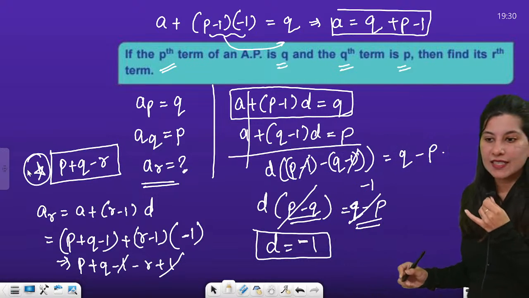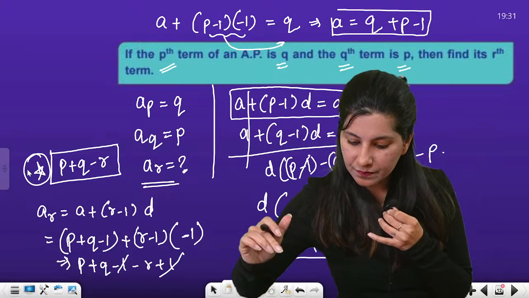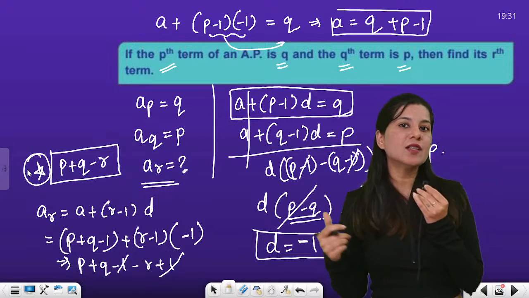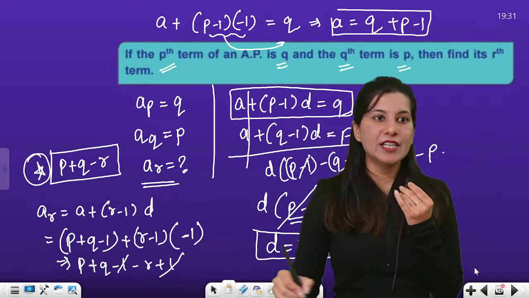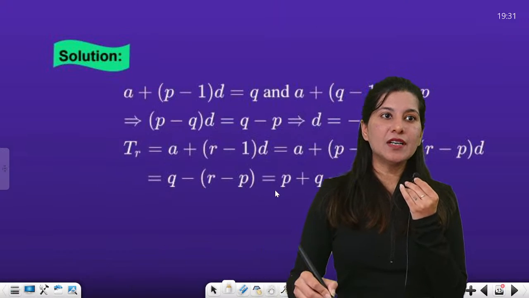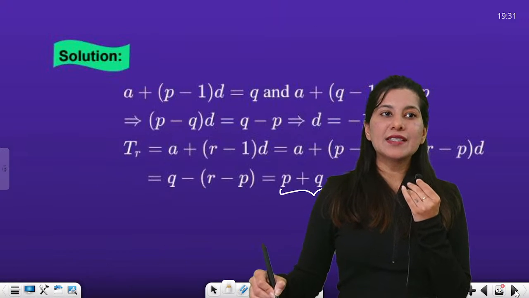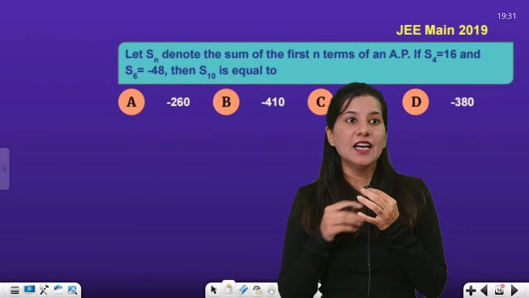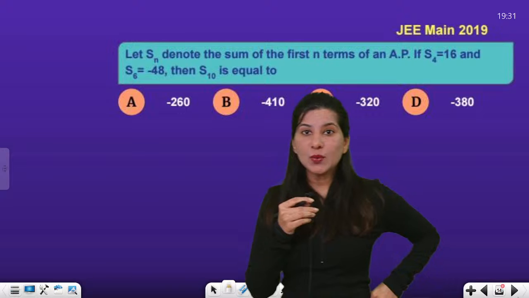Got it? Yes. Clear? So this will be your answer. The rth term is P plus Q minus R. Shall I move ahead? Understood? Give me a big thumbs up. P plus Q minus R will be your answer. Okay? Now we have a question from JEE Main 2019.